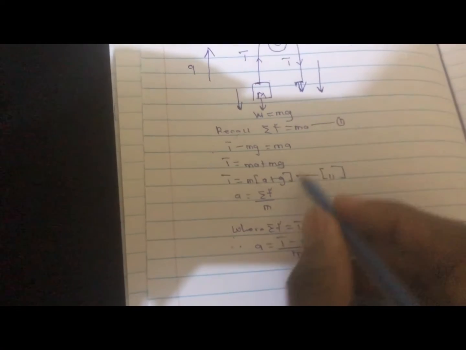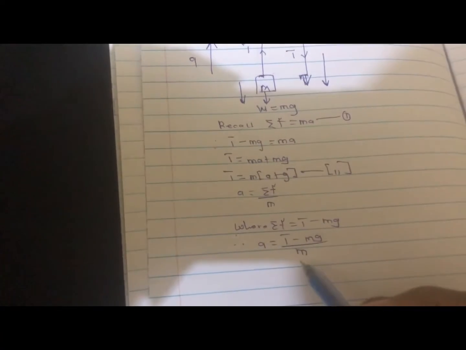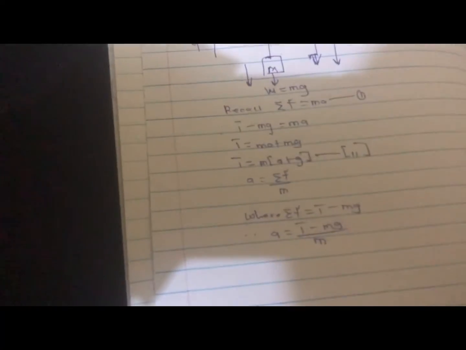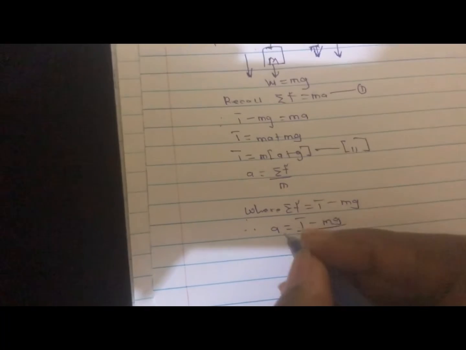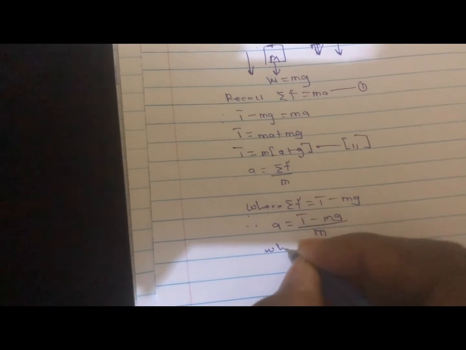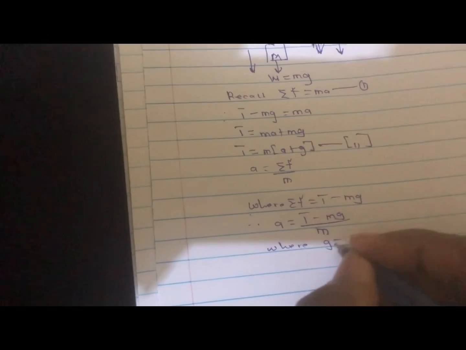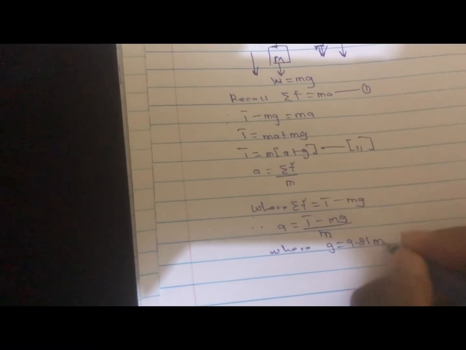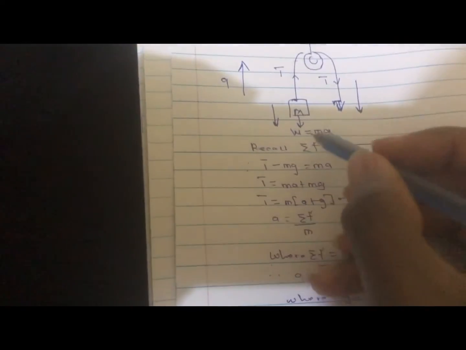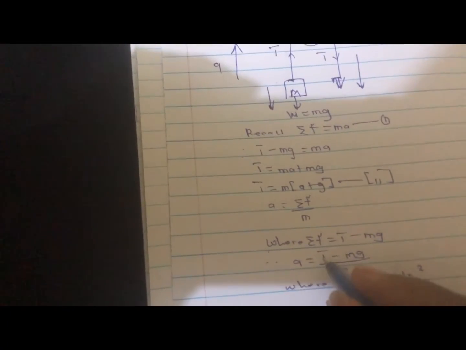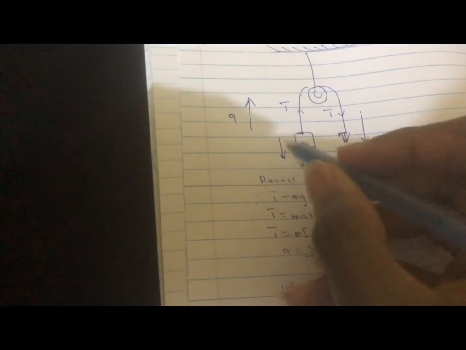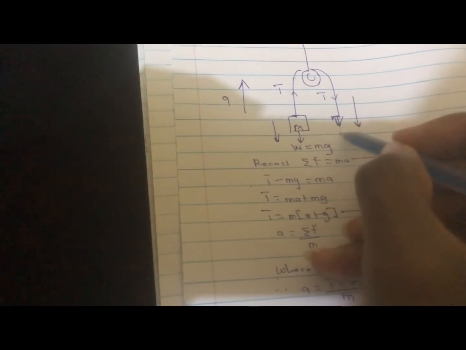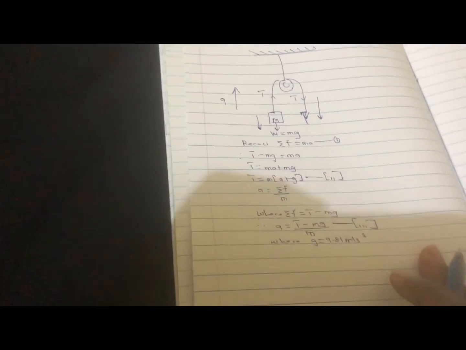So now after calculating the tension using equation 2, you can substitute the tension into this equation, subtract it from the weight, and divide it by the mass to have the acceleration, where g is equal to 9.81 meters per second squared. The mass is given here, and the tension is calculated from equation 2. Therefore, we can use equation 3 to calculate the acceleration of this body when the effort is being applied at this extreme.